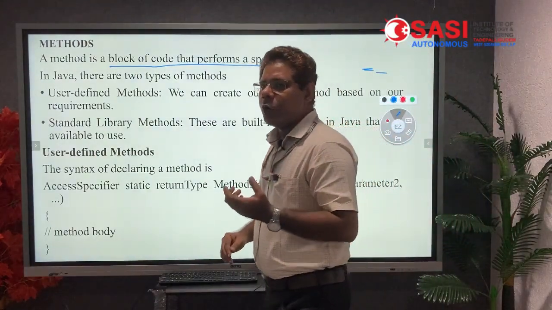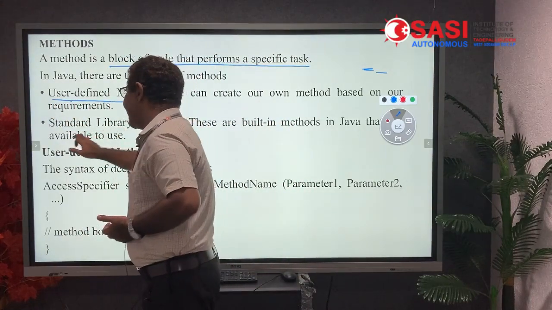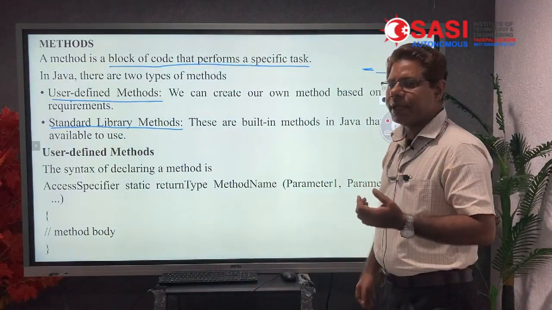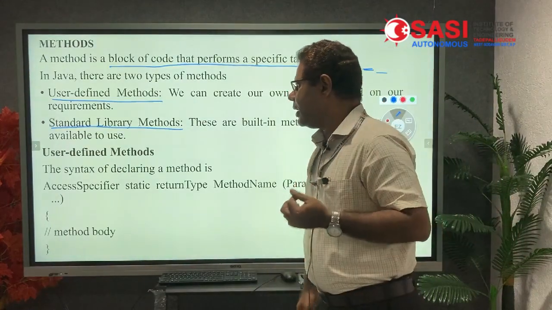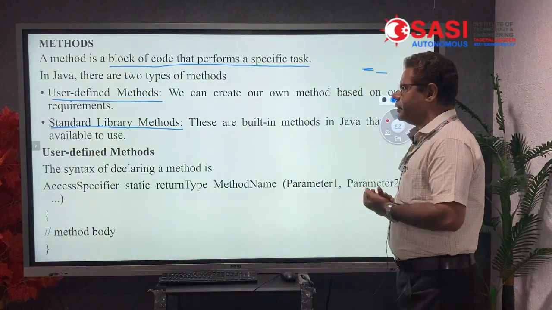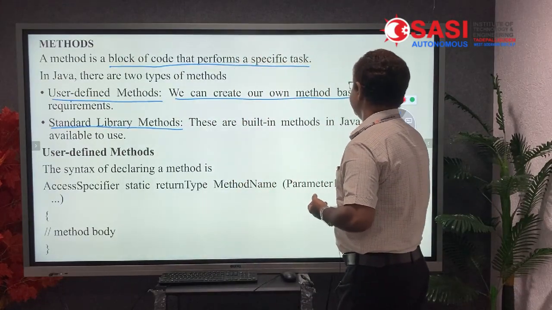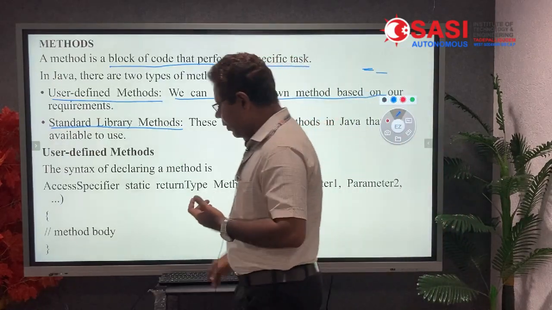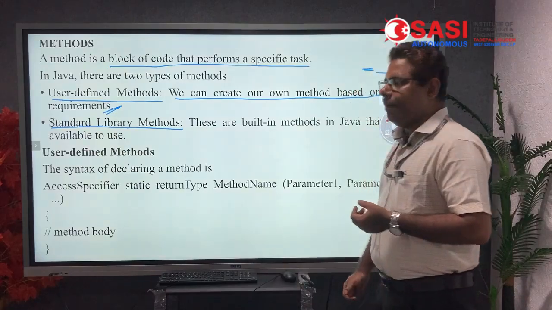We have two types of methods. One is user defined methods, the second one is standard library methods. So in Java we have two types of methods: user defined methods and standard library methods. User defined method means we can create our own methods based on our requirements.